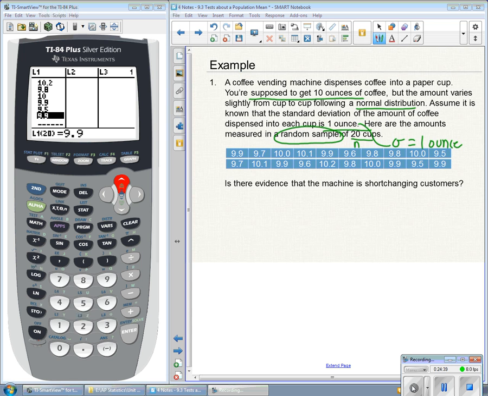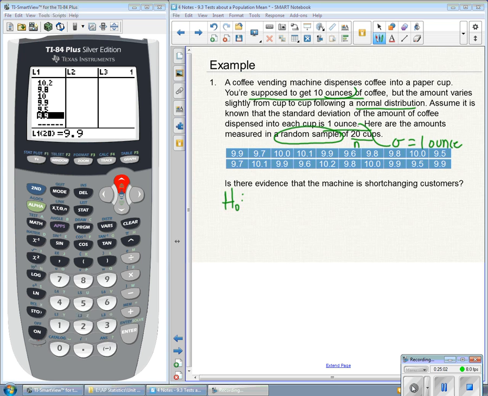And we want to know, is there evidence that the machine is shortchanging customers? Well, let's start with the claim. The company says that there should be 10 ounces of coffee in each of the cups. So when I state my null hypothesis, remember, this time we're dealing with a mean. That's one of the things that I know some of you are still finding challenging, knowing the difference between whether it's a proportion problem or a mean problem.